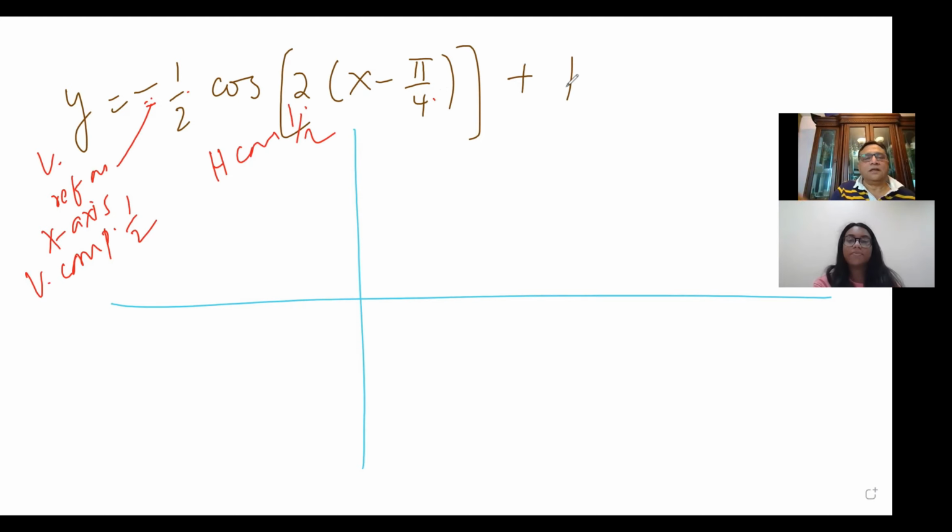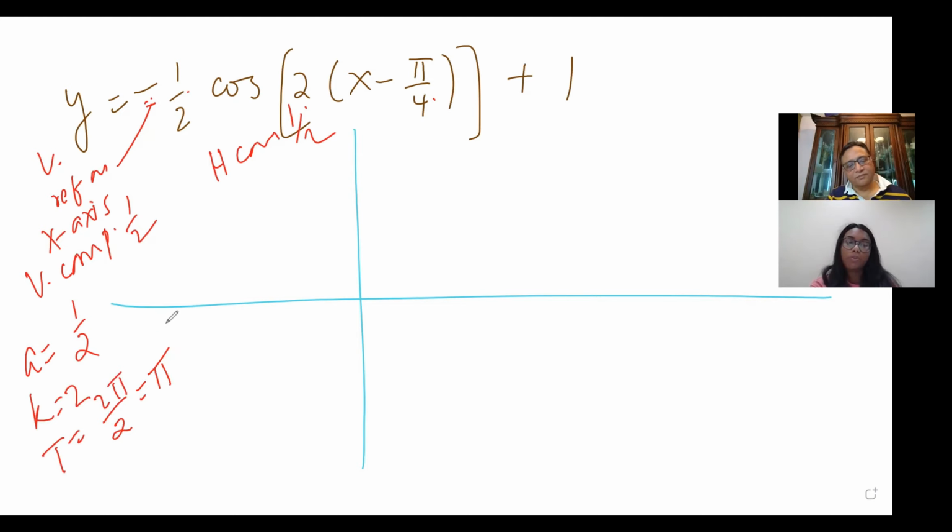Clear. Now, what is the amplitude? Amplitude is 1/2. What is the time period? K is 2. What is the time period? 2 pi divided by 2, which is pi, sorry. And what is the phase shift? D is pi by 4, and C is what? Correct. So C gives you the axis to sketch.